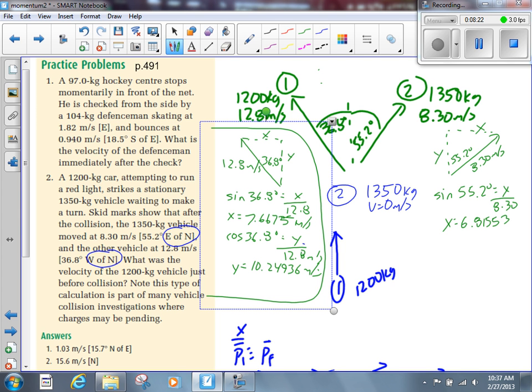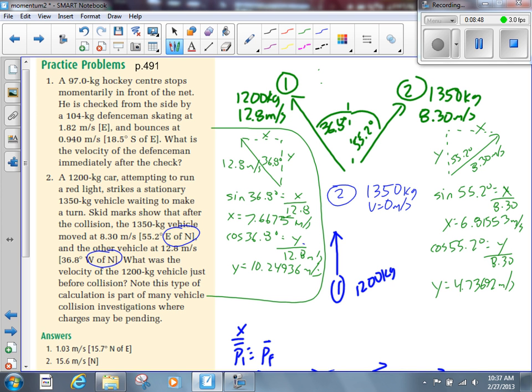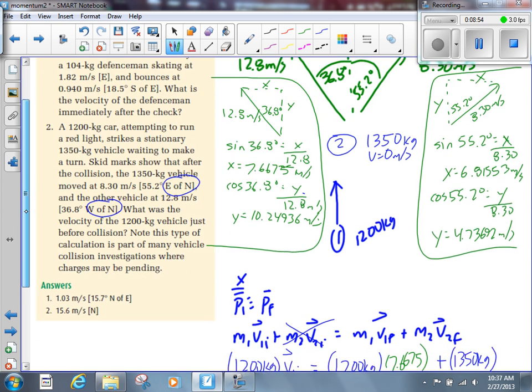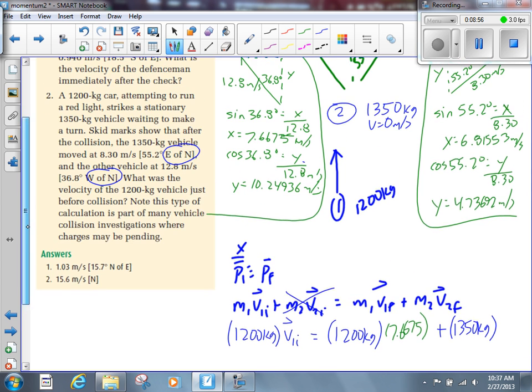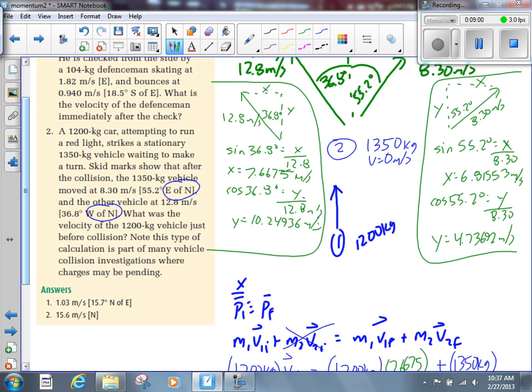6.81553. Thank you. While we're at it, we might as well find the y component. We'll say cosine 55.2 is equal to y over 8.30. And what does the y component equal? 8.3 cos 55.2? It's 4.73692. Thank you. So we've just gotten rid of that 55.2 now and replaced it with a 6.8 and a 4.7. What's the value of V2F that we plug in here? Good, 6.81553.